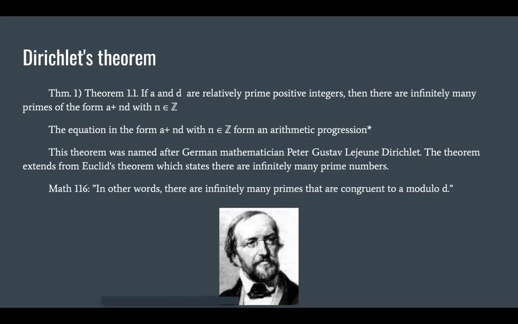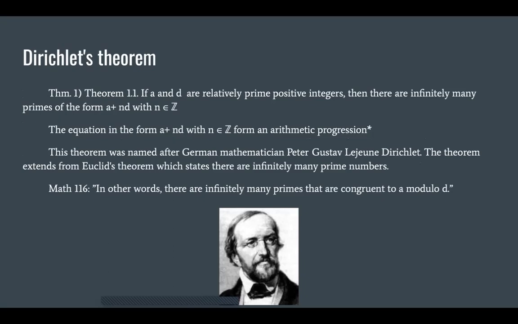Dirichlet's theorem states that if a and d are relatively prime positive integers, meaning that the GCD of a and d equals 1, meaning they share no common factors, then there are infinitely many primes of the form a + nd with n in the integers. The equation a + nd forms an arithmetic progression, which is just a sequence of numbers with a definite pattern.